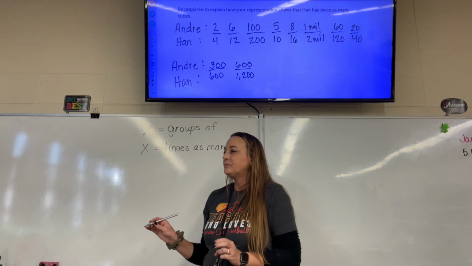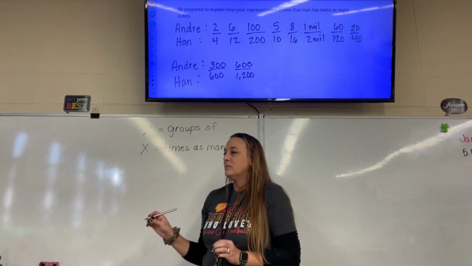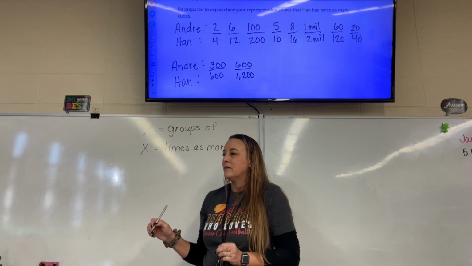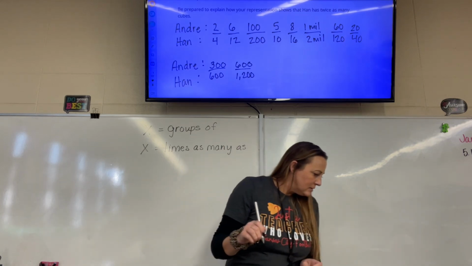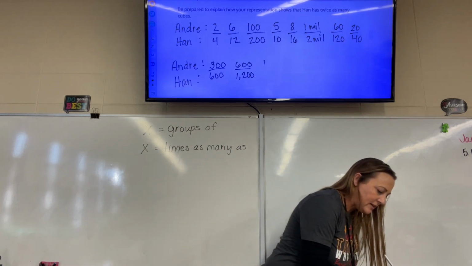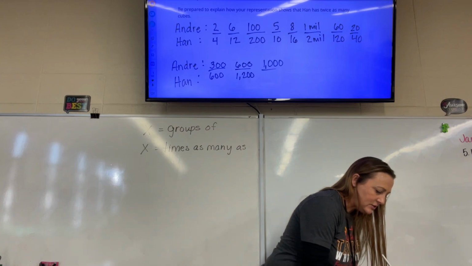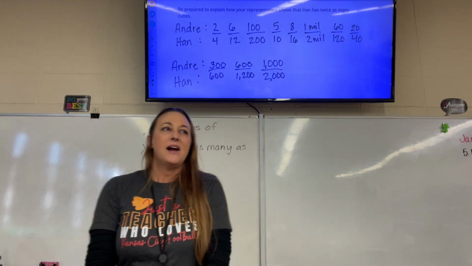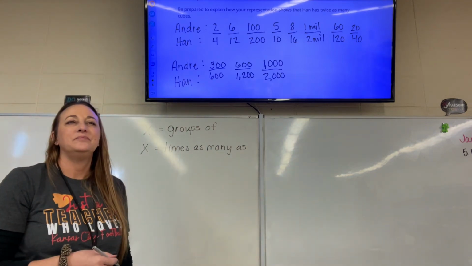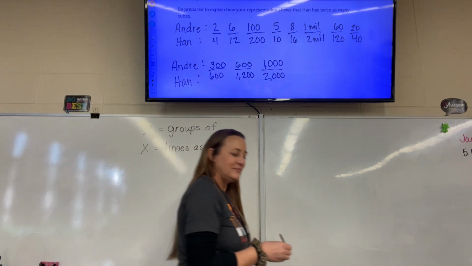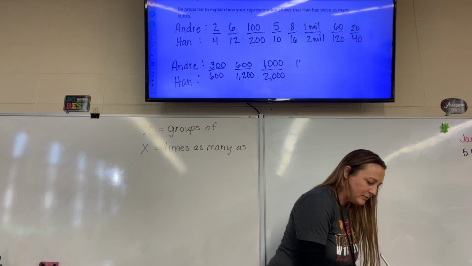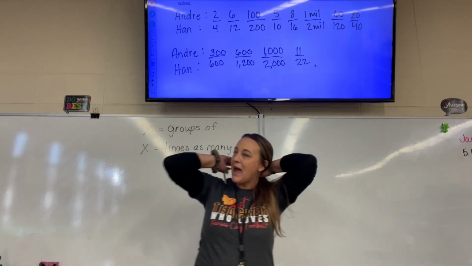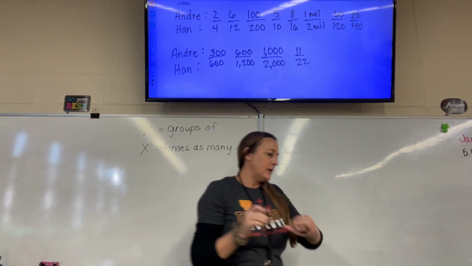Emma? Yep, that'll work. 1,000 and 2,000. Those kids have some serious blocks. All right, and Mary? 11 and 22. Yep, 11 and 22. You guys got to have a good concept now of how to double a number.